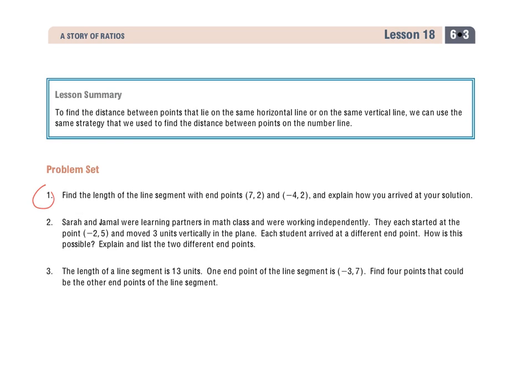Question 1 says, find the length of the line segment with endpoints (7, 2) and (negative 4, 2), and explain how you arrived at your solution. When we're trying to find the length of a segment, we're really finding the space between the two points that aren't the same. When I look at these two coordinates, I see that this one has a 2 and this one has a 2, and they're both in the y-coordinate spot, or the second spot. They're the same, so it means it's going to be on the same straight line.